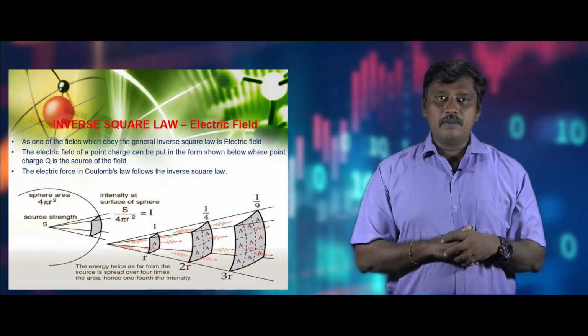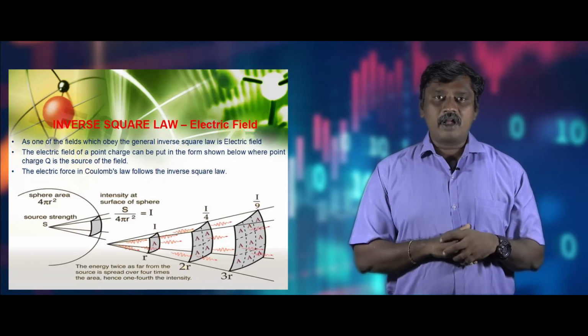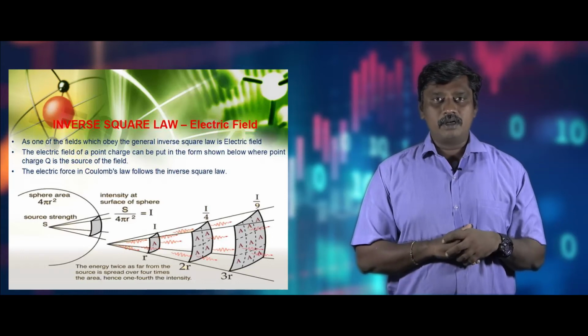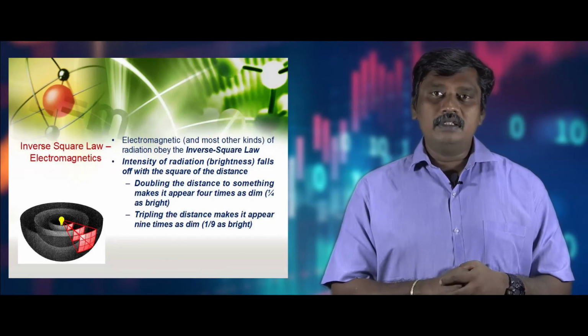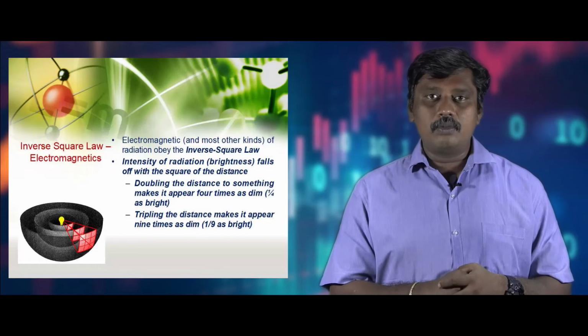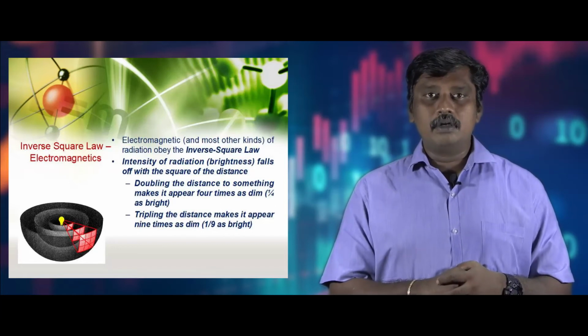If we consider a single point charge and if we travel far away from the charge, the intensity of the electric field decreases due to the point charge. Now let us see the applicability of this inverse square law for electromagnetics. That means electromagnetic radiation.